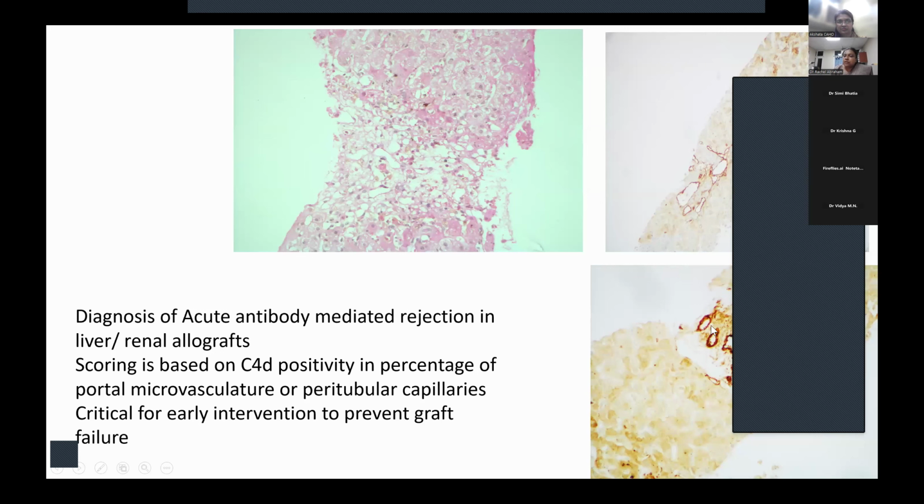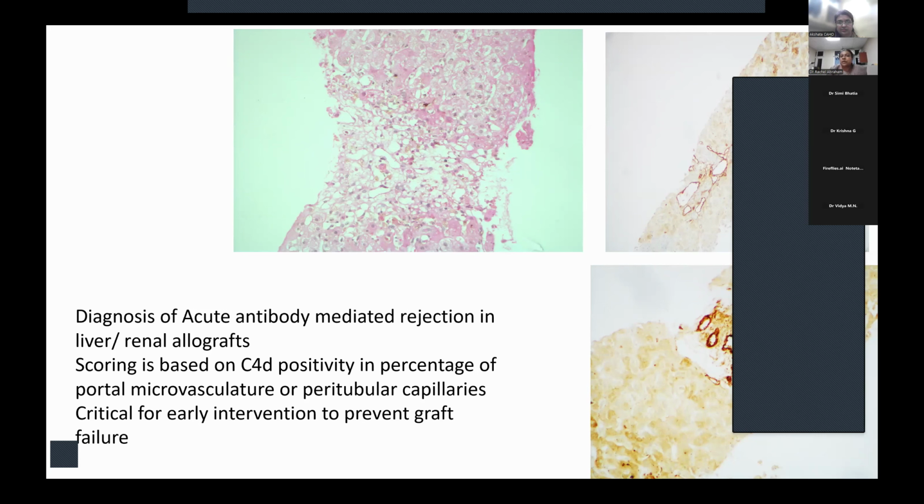What we are looking for is this circumferential strong staining in most of the portals. Important to identify in liver allografts because it is not very common. AMR is not very common in liver transplants, and you have to identify it at the earliest for critical intervention. Otherwise, it may lead to a graft loss.